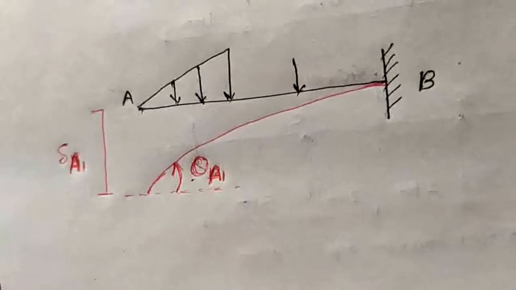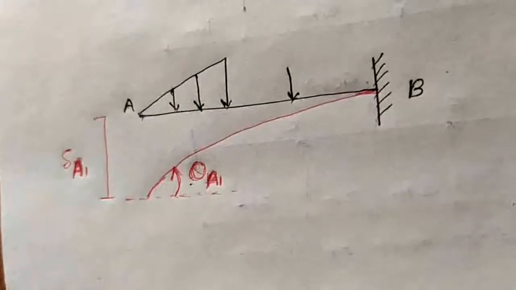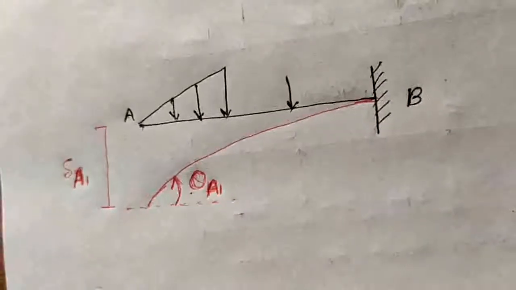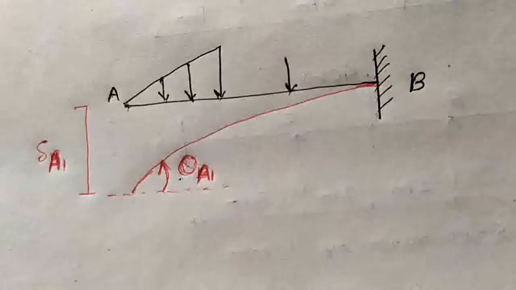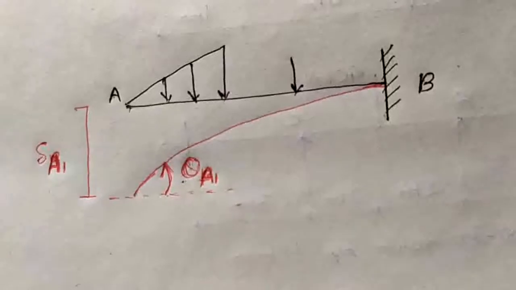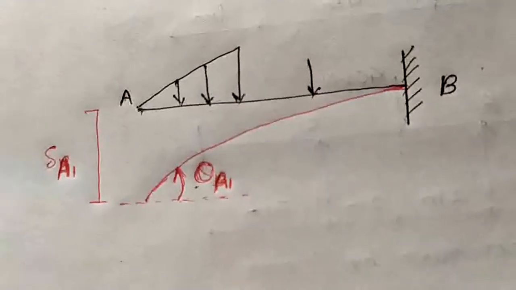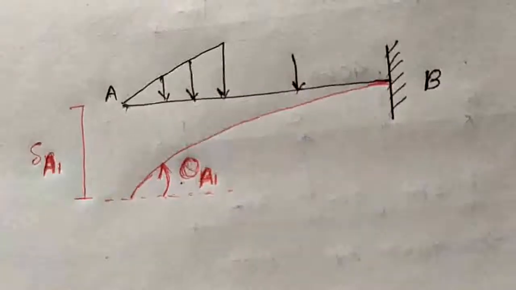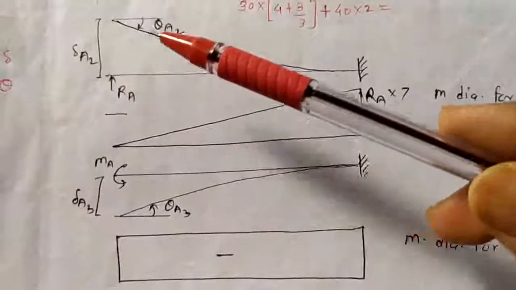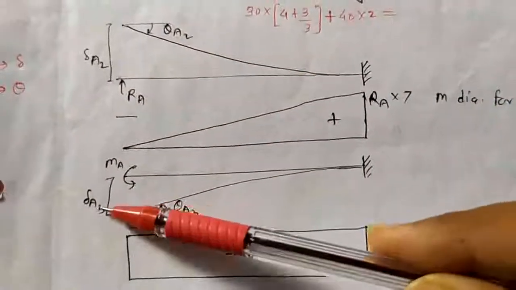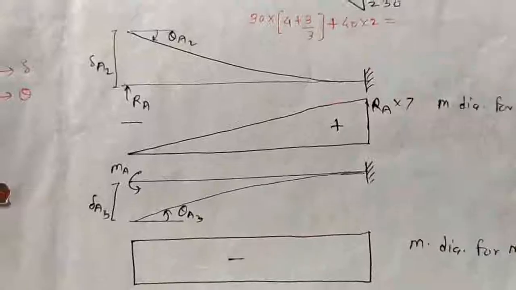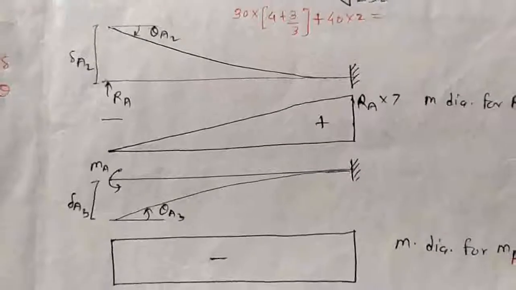Next, while writing down the sign convention for theta A1, theta A2 and theta A3, just write the signs of all these rotations opposite to that of the deltas. Suppose delta A1 we have written negative, it means theta A1 will be positive. In this first diagram, we have taken delta A2 as positive, so theta A2 will be negative. Here we have taken delta A3 as negative, so theta A3 must be positive. Theta and delta will always be opposite in sign.